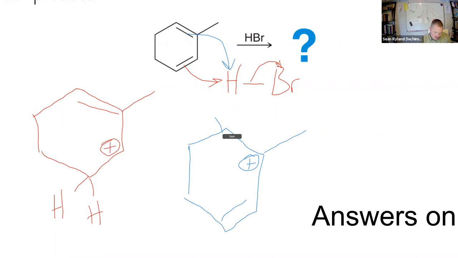Which of these is going to be more favorable? They're both going to have some resonance, which is why, when we do these steps, you're never going to protonate on the inside carbon of a conjugated diene. We would never put the new hydrogen here or here, because then we get zero resonance, right? And resonance is way more stable than no resonance.